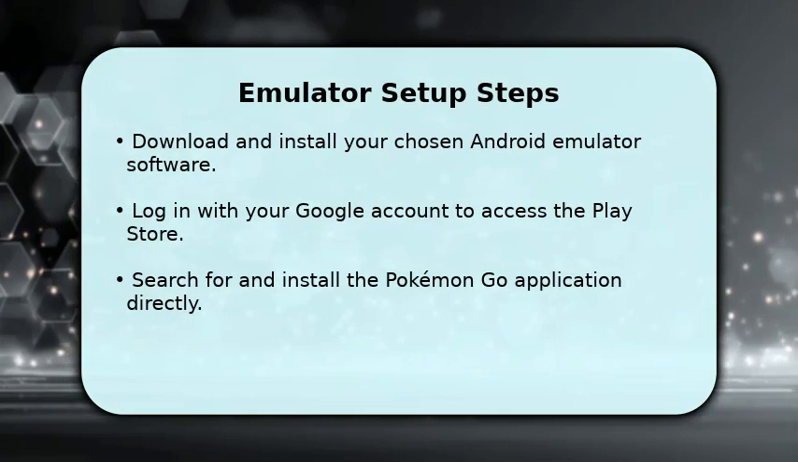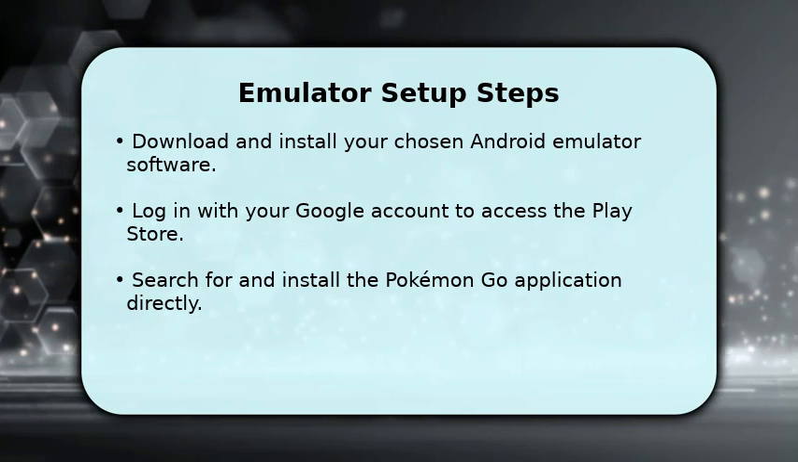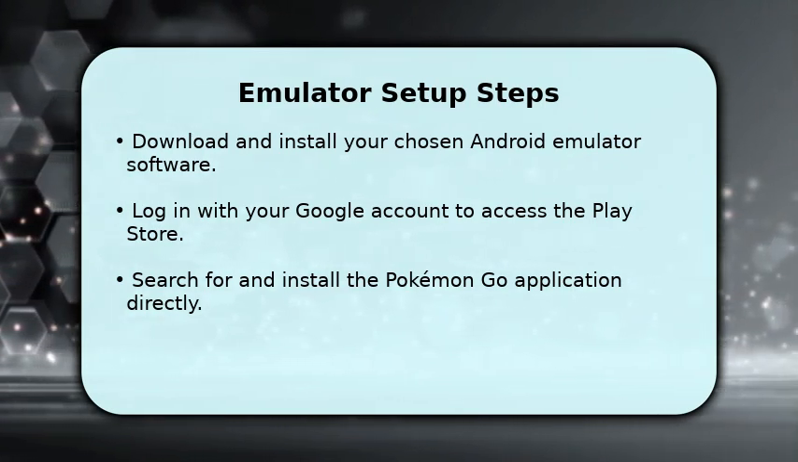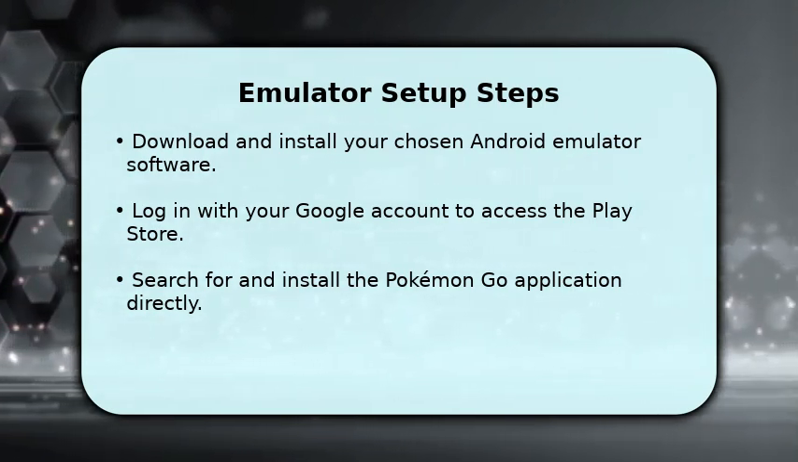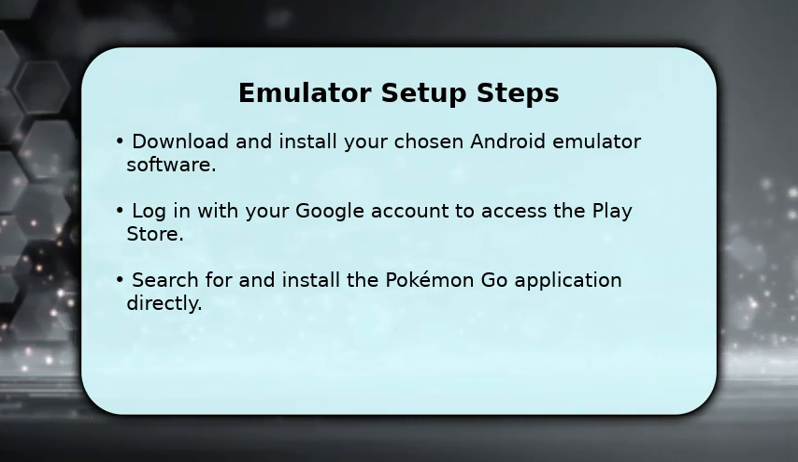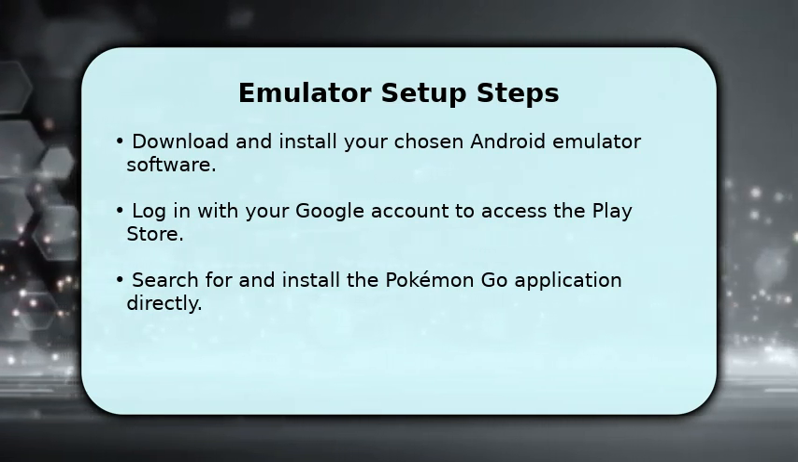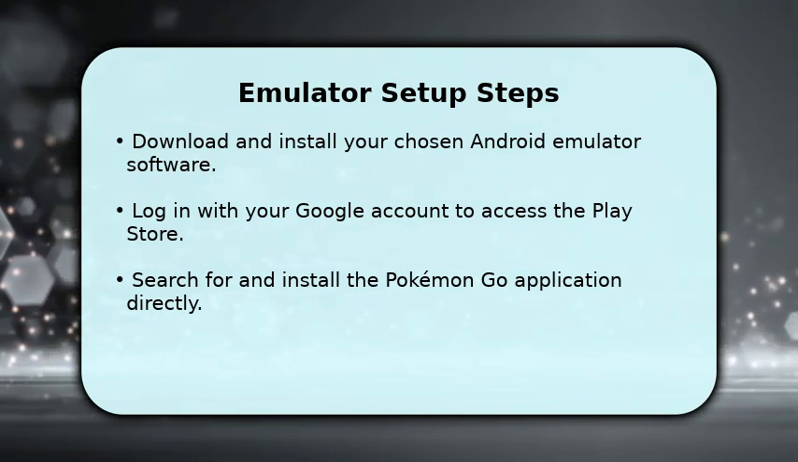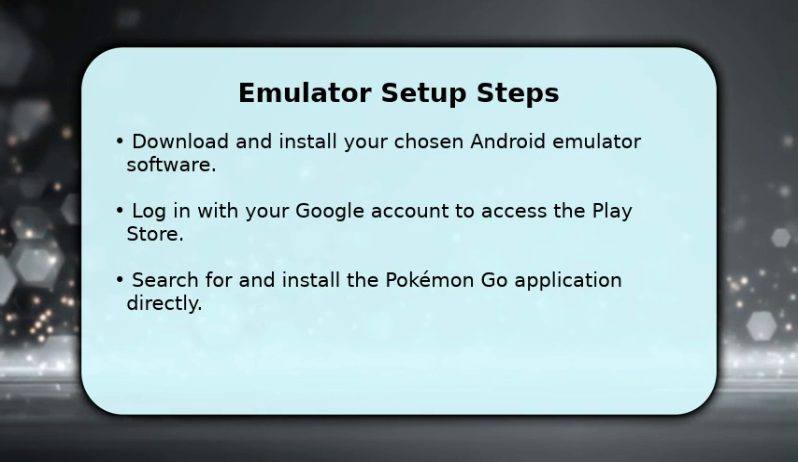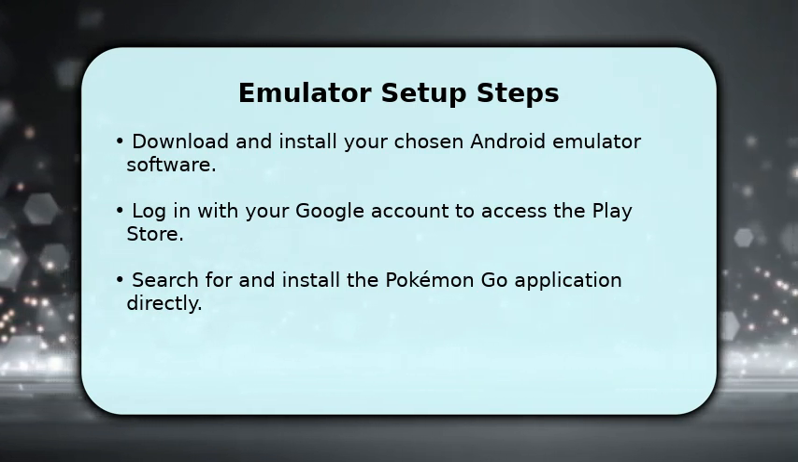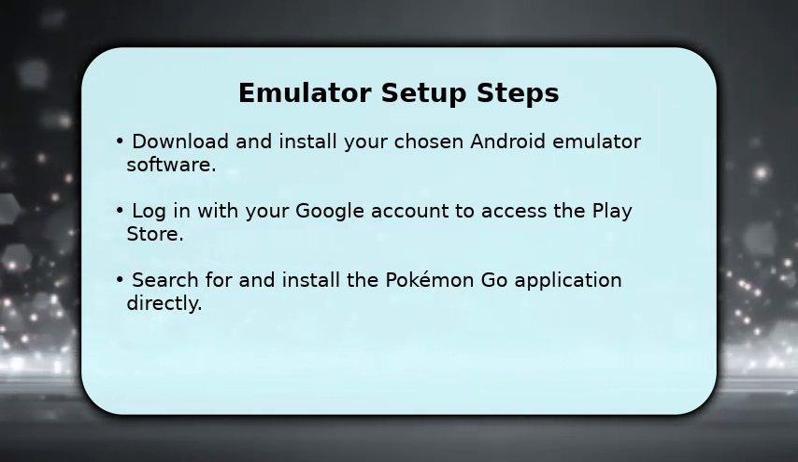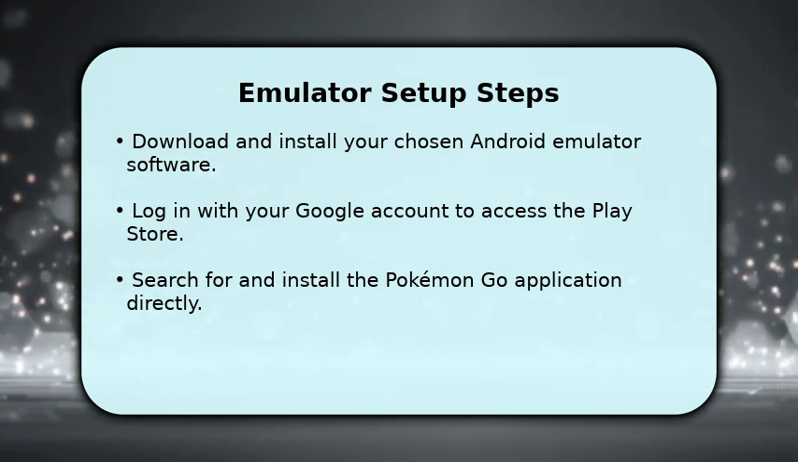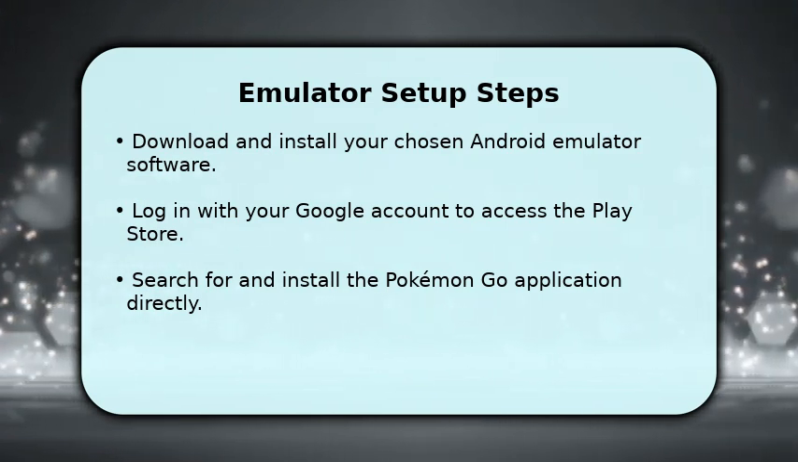Once you have selected an emulator, the next step is straightforward installation. Simply download the software from its official website and follow the on-screen instructions. After installation, launch the emulator and sign in using your existing Google account. This grants you access to the Google Play Store, where you can easily search for and install the Pokémon Go application, just as you would on a mobile device.